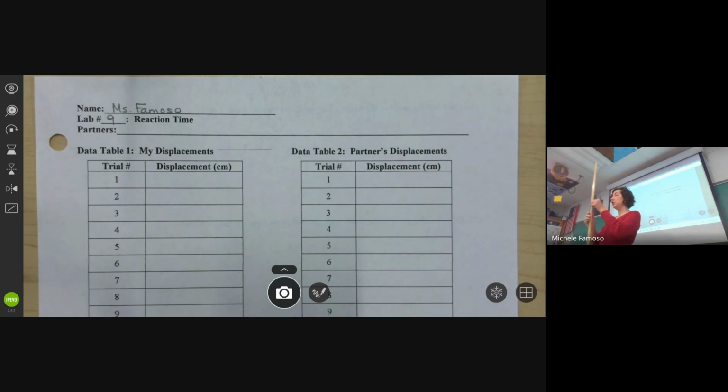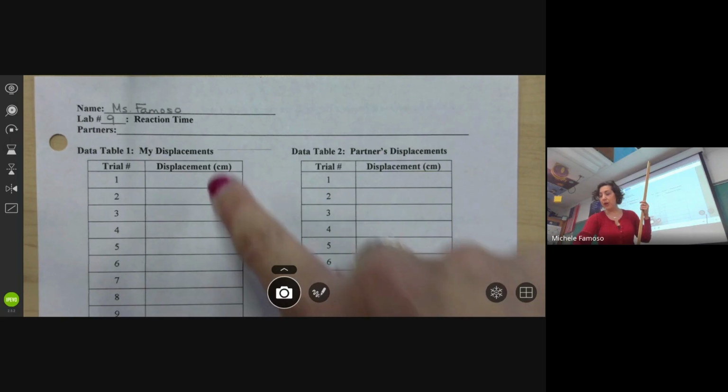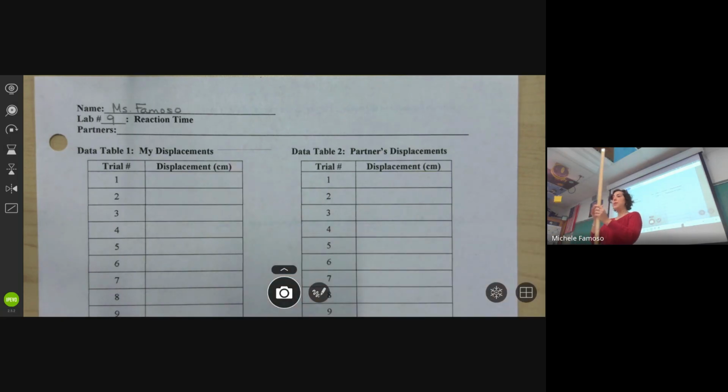All right, I'll show you what you're going to do. When you are measuring your displacements, your partner is going to drop a meter stick and you're going to catch it. But here's how you're going to do it. You're going to use your dominant hand. I'm right-handed, so I would use my right hand, and you're going to put your hand in a claw fashion. You have to stand with that dominant hand on the desk, with this part of your hand on the desk. So you have this little claw off the end, and I want you to put some pressure on it so it doesn't move.